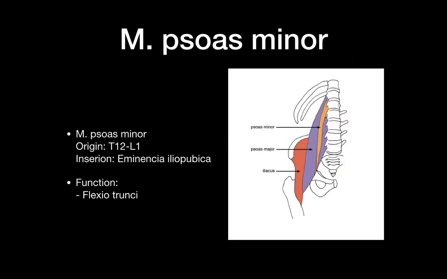You also have Musculus Psoas minor, highlighted in yellow in this picture. It's going to originate from T12 to L1, as you see here, and inserts at Eminentia iliopubica, which lies between the iliac part of the hip bone and the pubic part. And the function of this muscle is flexion of the trunk because this muscle is attached to the vertebrae again.